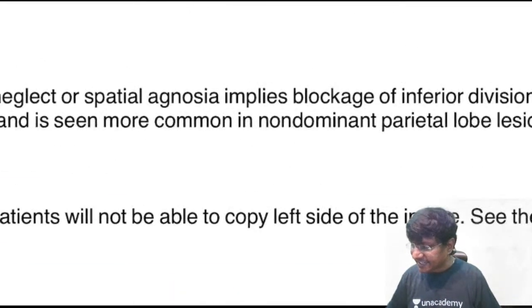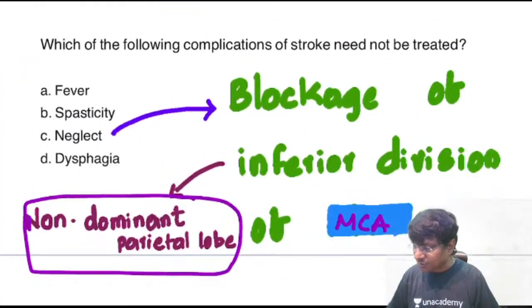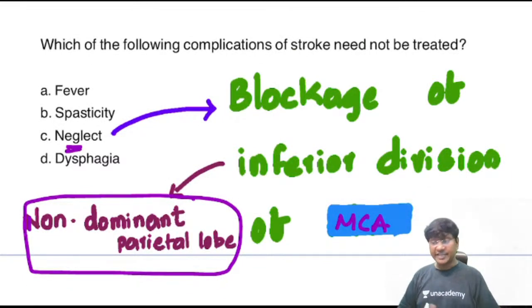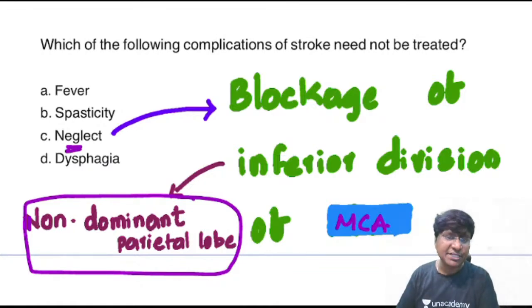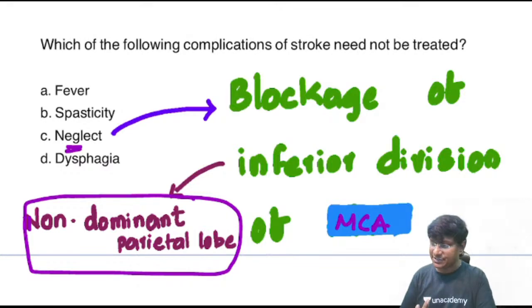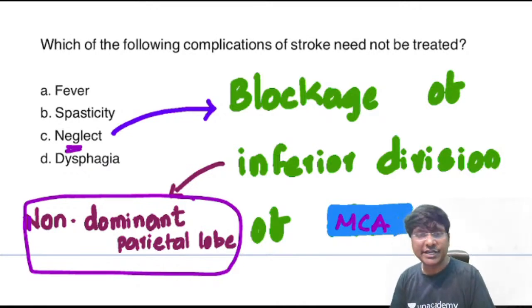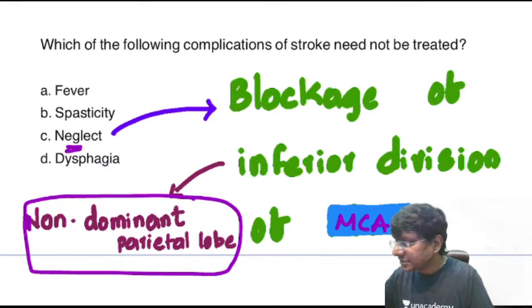So the treatment of neglect is not an emergency condition. The remaining all you have to treat. Fever you have to treat, otherwise the individual will have precipitation of the symptoms. Spasticity has to be treated with skeletal muscle relaxants. And dysphagia also has to be treated, otherwise the individual will develop aspiration. So the complication of stroke that need not be treated is neglect.